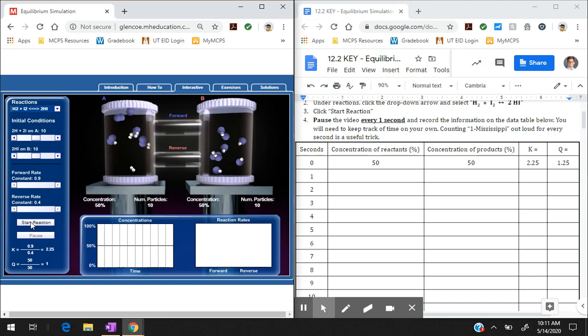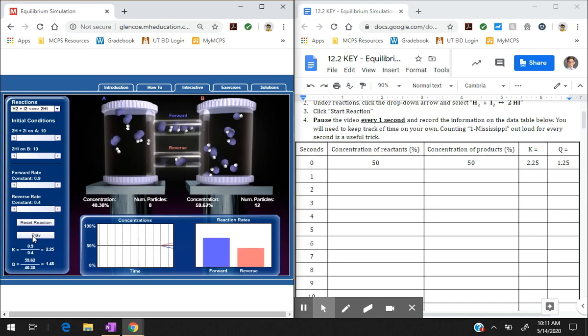So I'm going to go ahead and start my reaction. 1 Mississippi. Pause. And then I can evaluate. I see now that I'm at 40.38% and 59.62% of reactants.